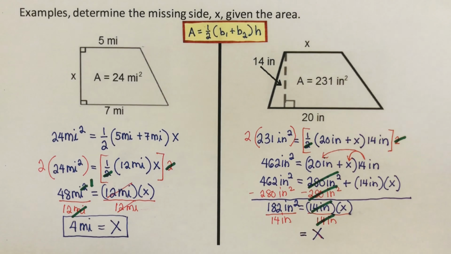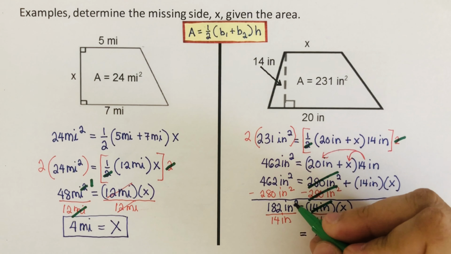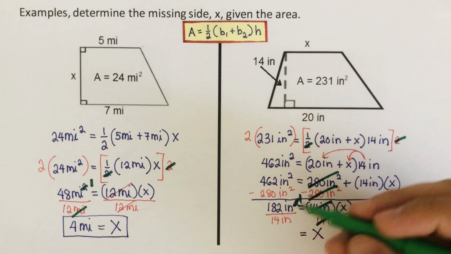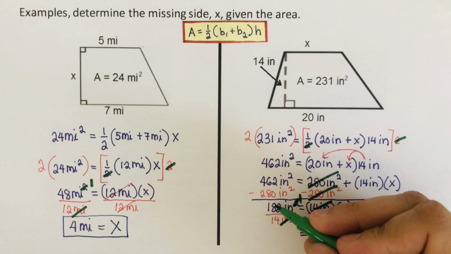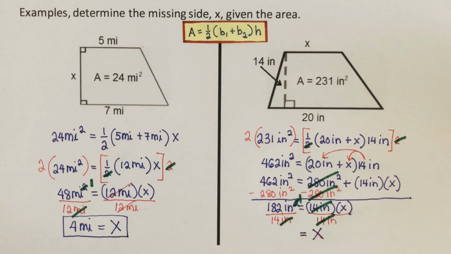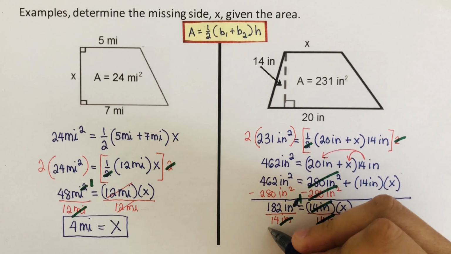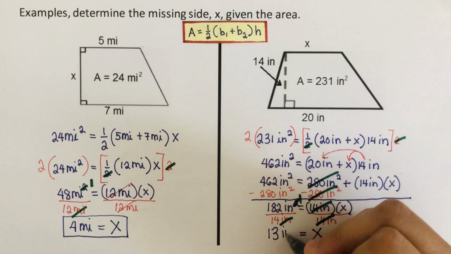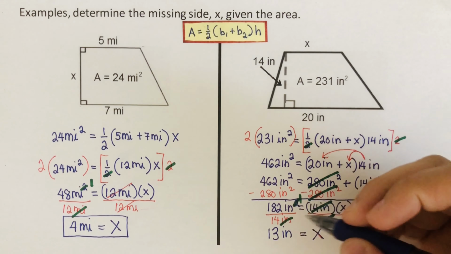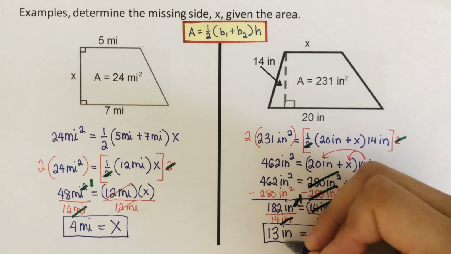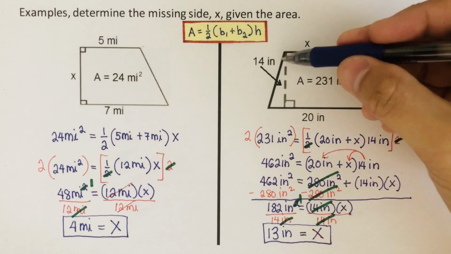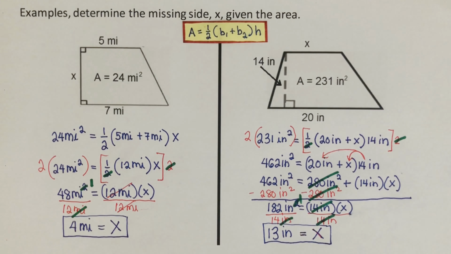Remember, inches squared means there are 2 inches. So we take one of those 2. We're left with 1, and then the inch at the bottom. So 182 divided by 14 is 13. So this is going to be 13 inches. So we're left with inches already. So this is the height for this trapezoid. Did you get 13 as your answer for the second problem?